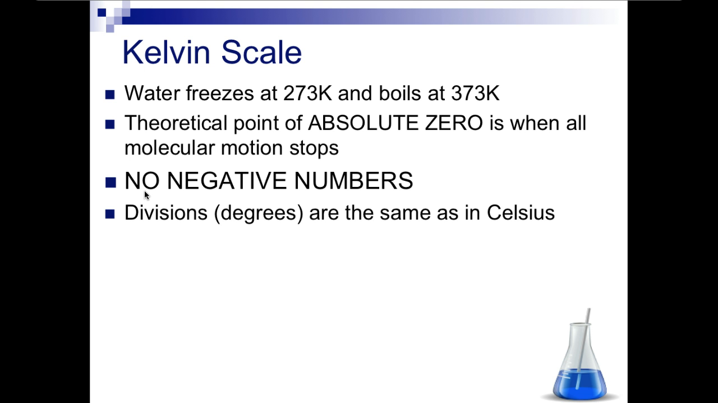Kelvin can never be negative. Always, always, always going to be positive. Like I said, once we reach absolute 0, which is 0 degrees Kelvin, scientists have found that there's a special particle there. We'll talk about that in the next unit. The divisions or degrees are the same as in Celsius. They go up by hundreds.